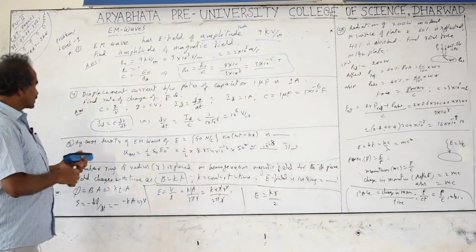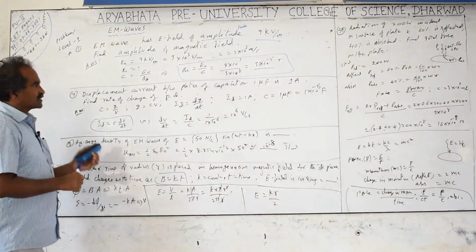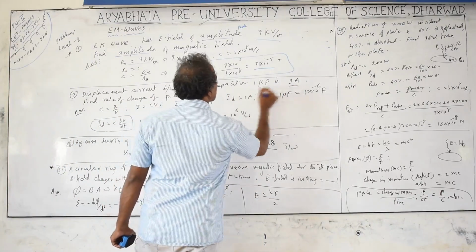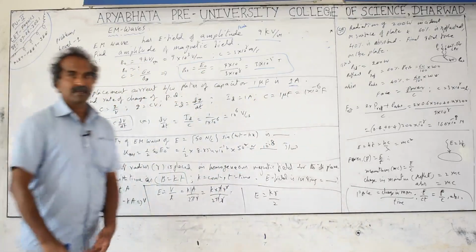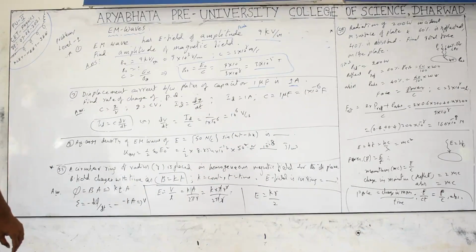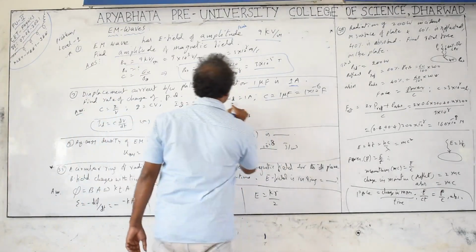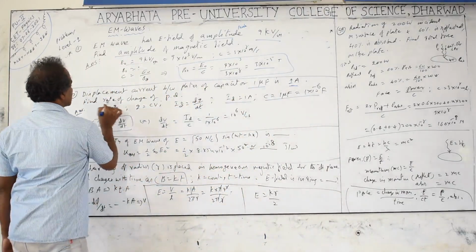Next question is the 7th one. Displacement current between the plates of a capacitor of 1 microfarad is 1 ampere. This is the displacement current. Capacitor is 1 microfarad, micro means 10 to the power of minus 6 farads. Capacitance is 10 to the power of minus 6 farads and displacement current is 1 ampere. What is the rate of change of potential difference, meaning voltage, you have to find out.